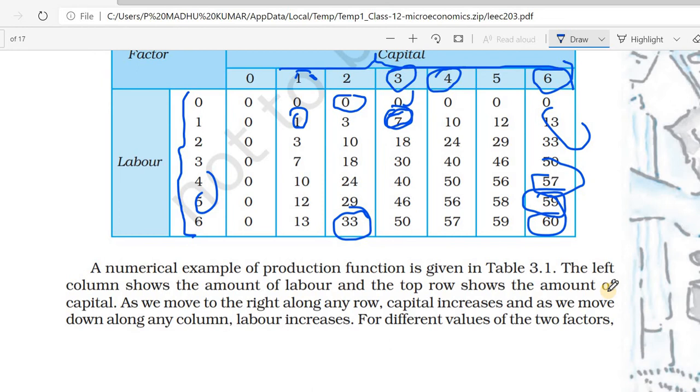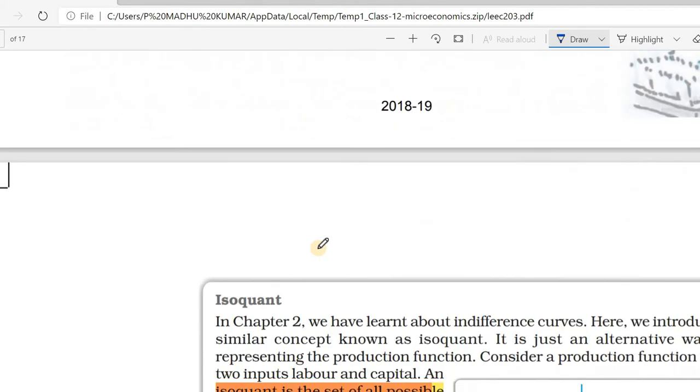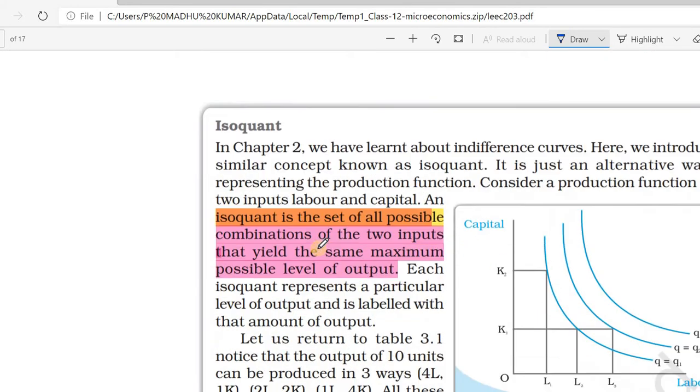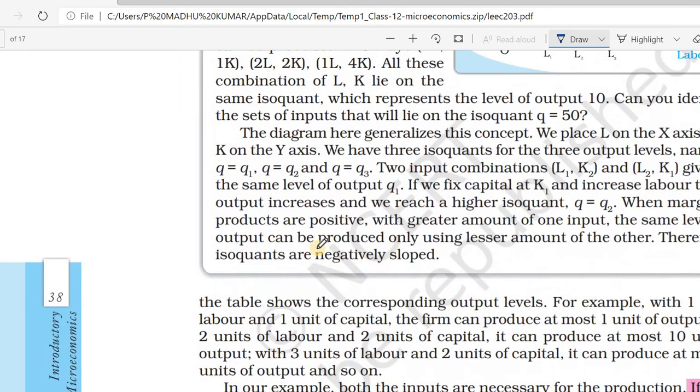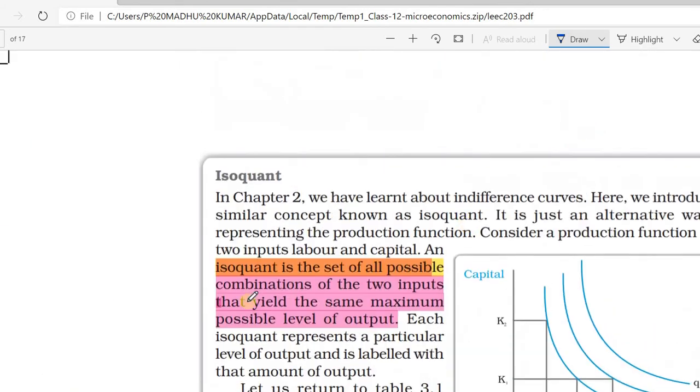Okay, then we can understand, if we move along any row or column, labor increases or capital increases, which means we can increase the production also. Here we can see the values. Here you can see the diagram. In that you can see isoquant.